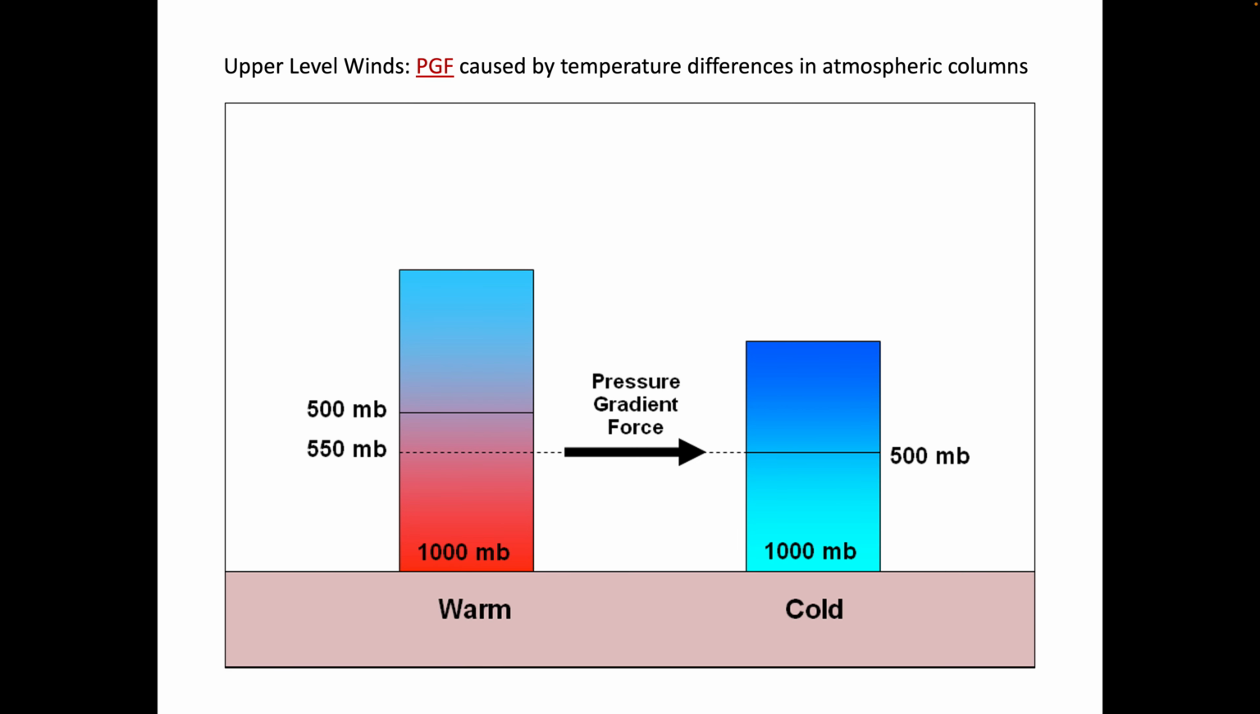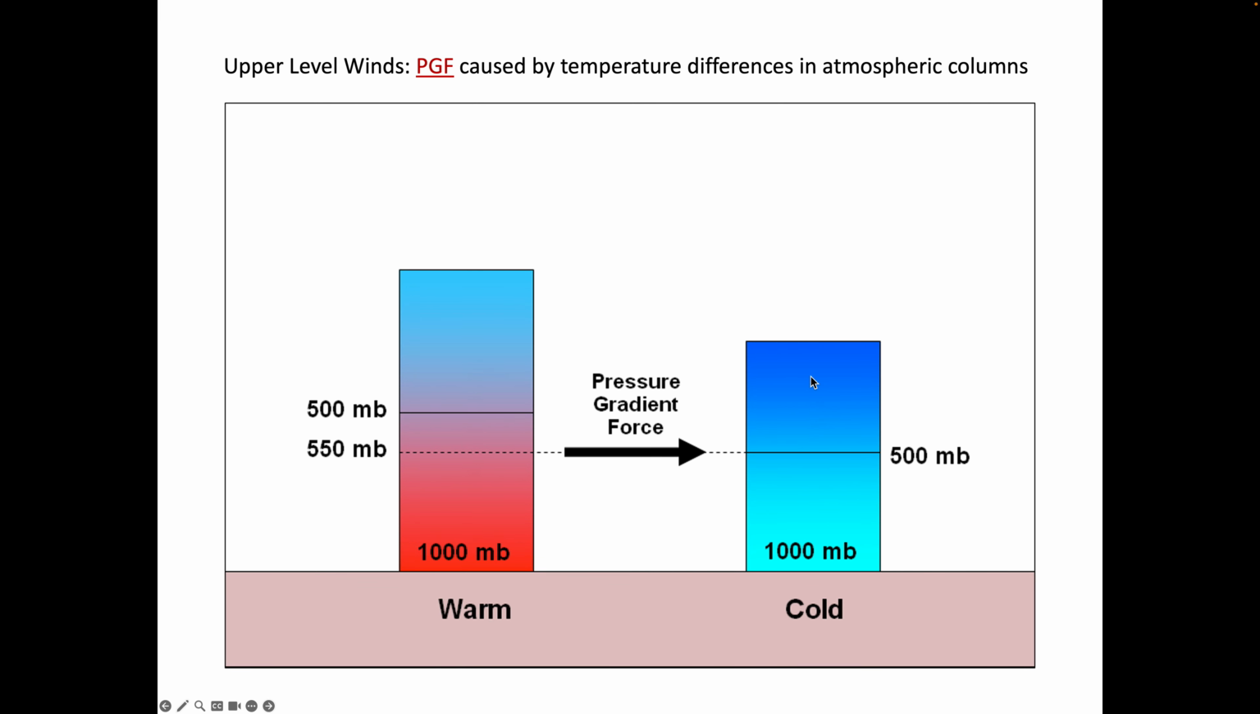Now, I'm going to move away from the jet stream for a few minutes, and then I'm going to come back to it. So what I want to talk about is how we get and how we see our pressure gradient forces at upper levels, given the fact that our maps are all on constant pressure surfaces. So what I have now in this particular figure is a schematic where we have a warm column on the left, a cold column on the right.